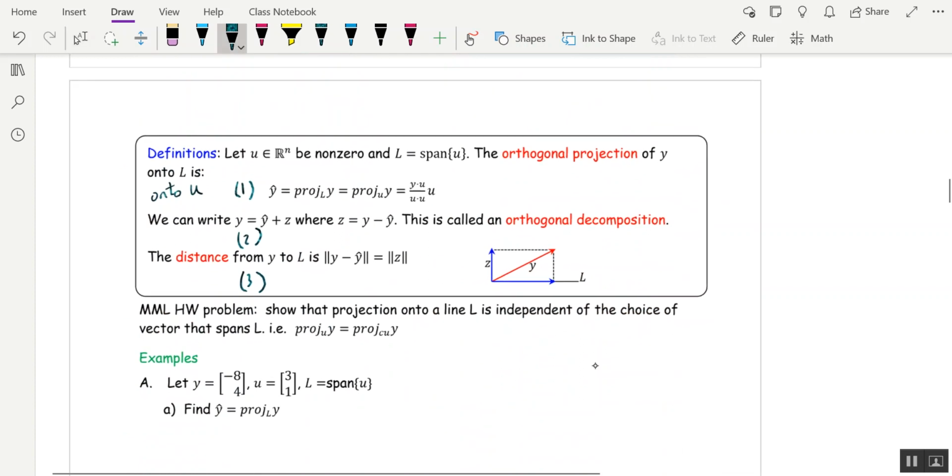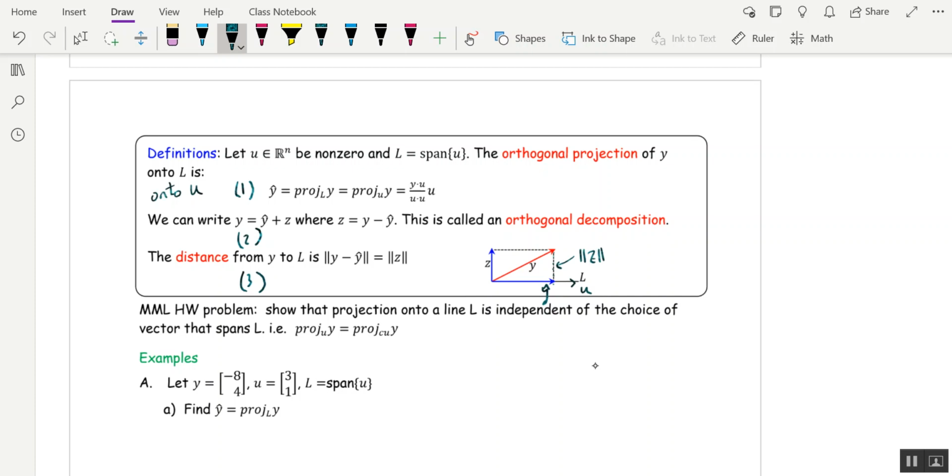So here's my y, here's my L, here's y hat down here. It's the projection of y onto L. That's the part of y that goes in the direction of u. So u is a vector that spans L. So this might be u here. But y hat is the part of y that goes in the direction of u, and z is the part perpendicular to u. And so the length of this dotted line is the length of z, and that's what we say is the distance from y to L.